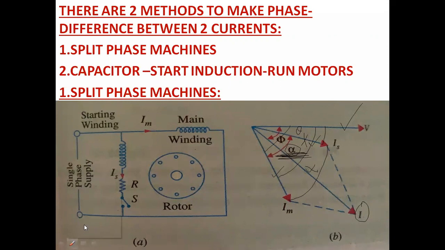Okay, more alpha, more EMF. So the maximum we can go is up to 90 degrees only. Maximum value of alpha is 90 degrees. Okay, so see here.